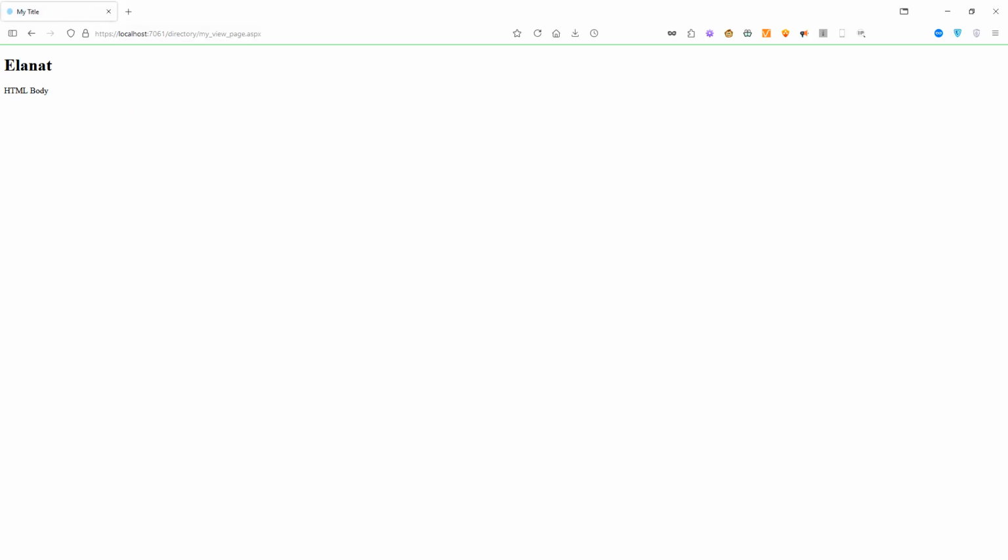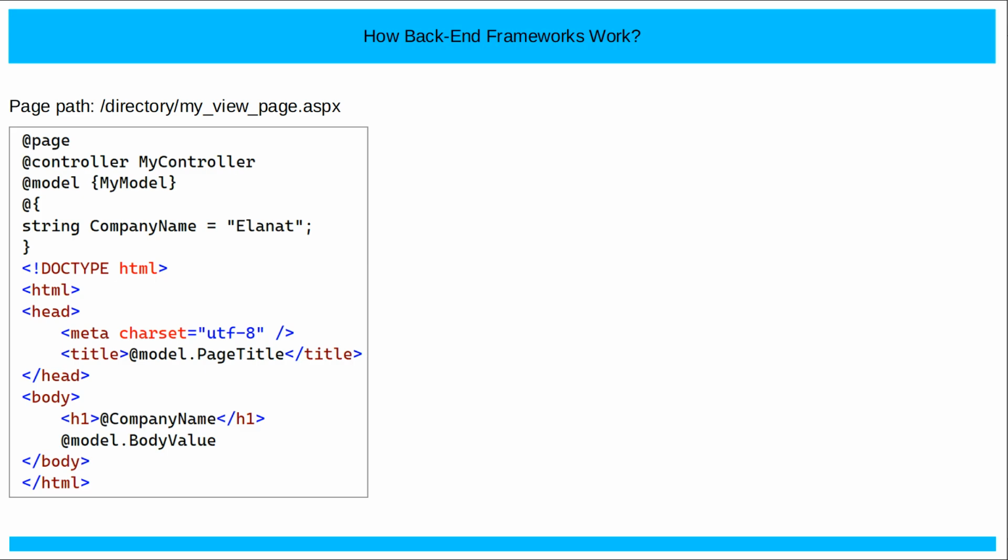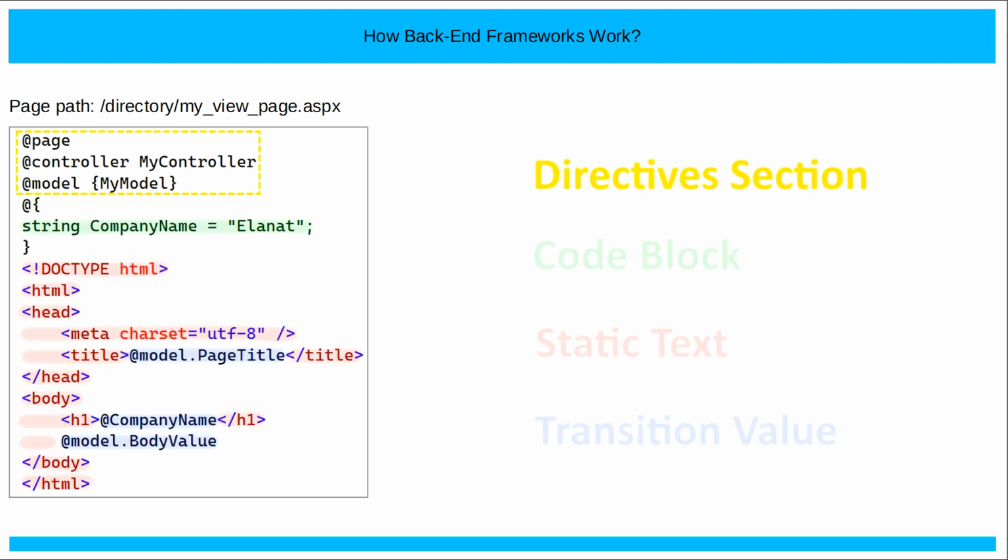After the implementation of the project, the final result can be seen according to the video. The name of the page is myviewpage.aspx, which is stored in the directory path. This view page contains 4 sections.